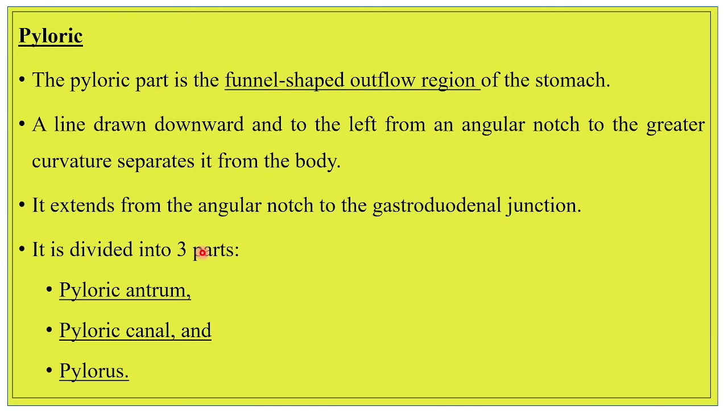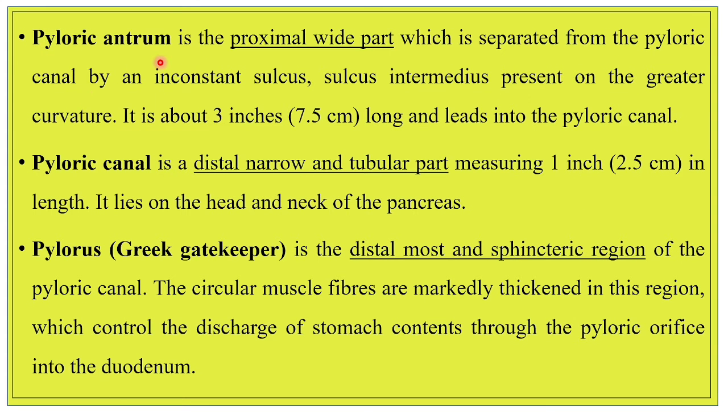The pyloric part is divided into three parts: the pyloric antrum, pyloric canal, and pylorus. The pyloric antrum is the proximal wide part which is separated from the pyloric canal by an inconstant sulcus intermedius present on the greater curvature. The pyloric antrum is about 3 inches, that is 7.5 centimeters, long, leading into the pyloric canal.